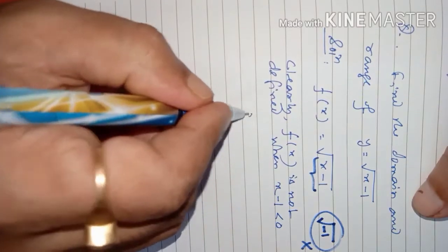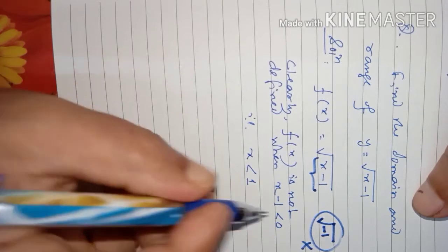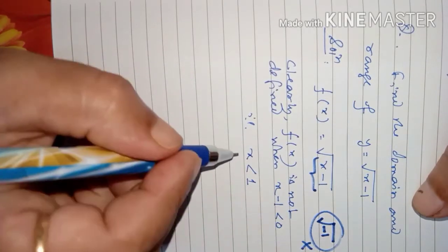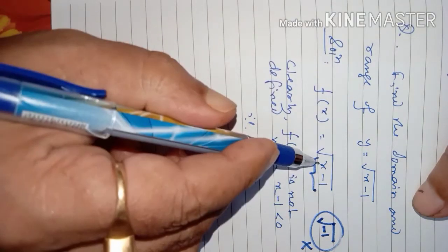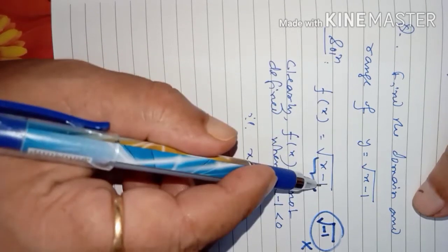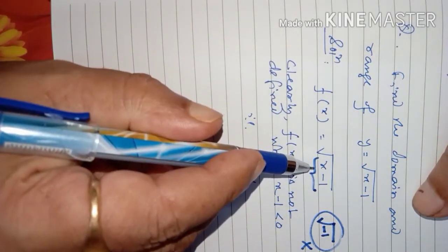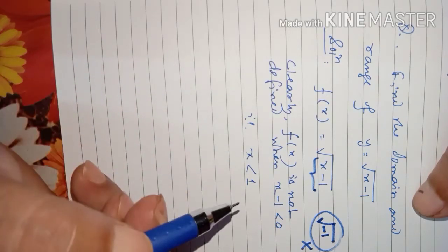That is, x is less than 1, taking minus 1 to the other side. So when x is less than 1, f of x is not defined, because x minus 1 will become negative if x is less than 1. So what can we say then? Here is the answer actually.